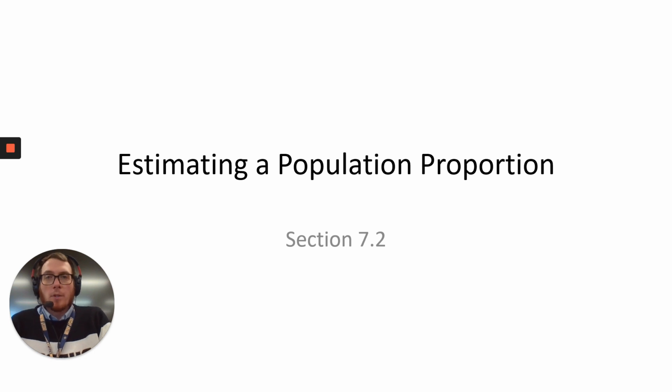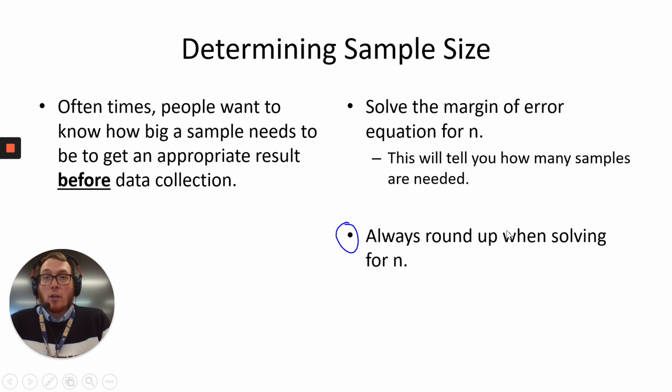Hello class, welcome to our second lesson dealing with section 7.2. We're going to be looking at the population proportion estimations again. You want to make sure you know how to find the confidence levels and confidence intervals for these situations. We're also going to work backwards a little bit today. So let's go and get started.